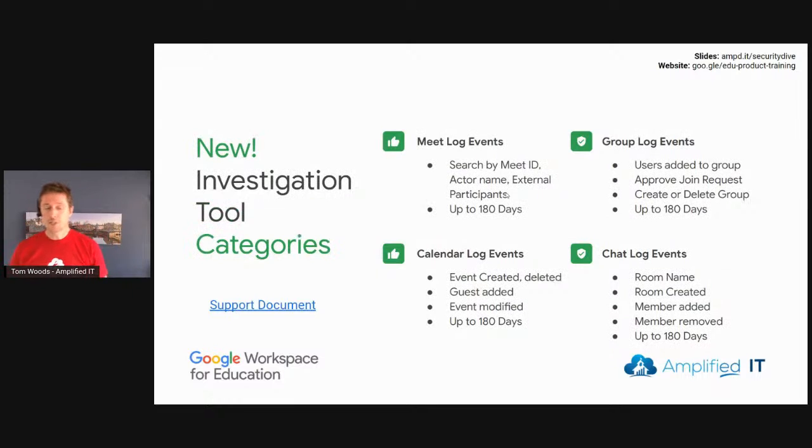And we've had a lot of new additions to this investigation tool in the last few months. Meet log events up to 180 days are in here now, Google Group log events, calendar events, and Google Chat log events. And I've highlighted, not in its entirety, but some of the key search criteria that you can do within those logs in the investigation tool, but those are not all of them for sure. I just thought I'd pull out some of the super interesting ones there for you.